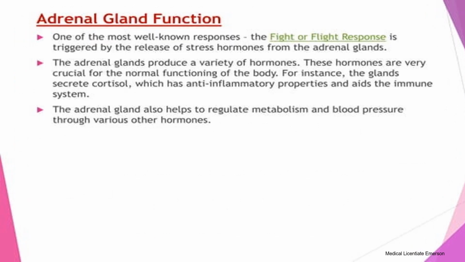So that's it. Then in terms of adrenal gland function, one of the most well-known responses, the fight or flight response, is triggered by the release of stress hormones from the adrenal glands. The adrenal glands produce a variety of hormones. These hormones are very crucial for the normal functioning of the body. For instance, the glands secrete cortisol, which has anti-inflammatory properties and aids the immune system. The adrenal gland also helps to regulate metabolism and blood pressure through various hormones.